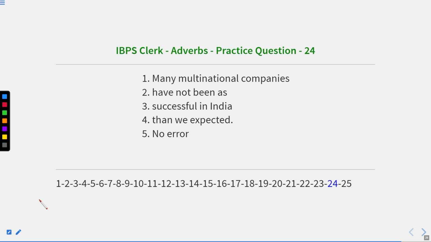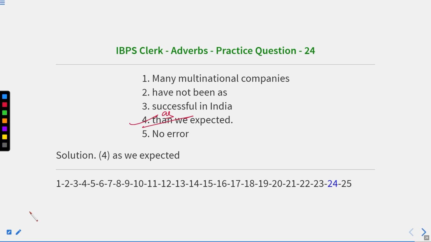Here it is. Many multinational companies have not been as successful in India than we expected. Now, as we are comparing one to another, so we can only use as a structure. We cannot use the word then. So here the answer is as we expected instead of then we expected. So our answer is 4, but then should replace with as.